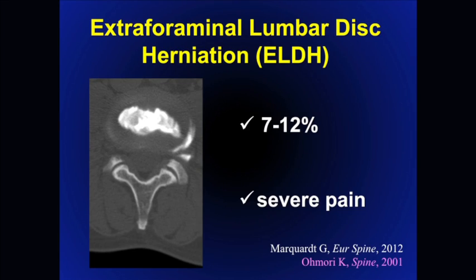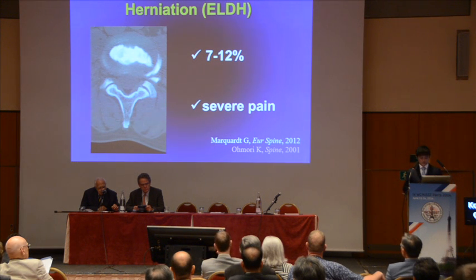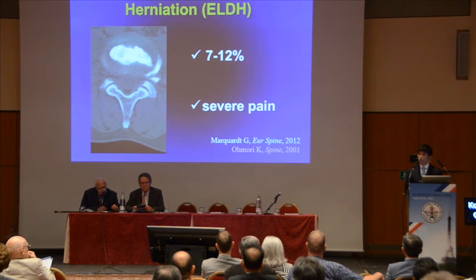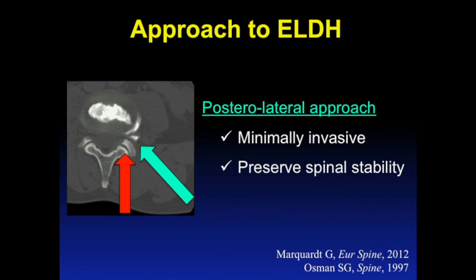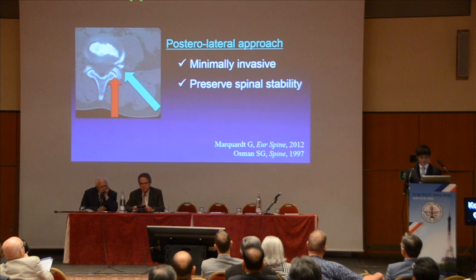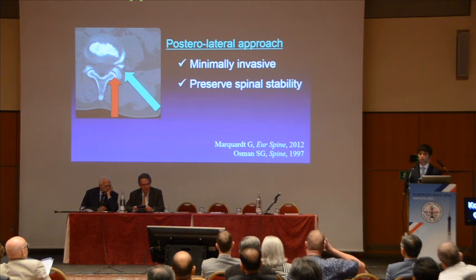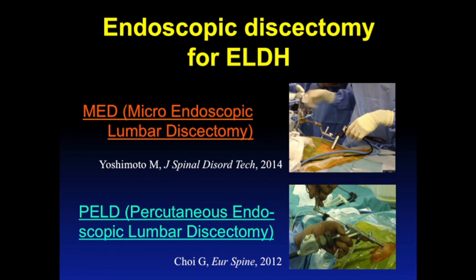So the extraforaminal lumbar disc herniation, ELDH, occurs in 7 to 12% of lumbar disc herniations. As you know, ELDH is associated with severe pain caused by direct compression on the nerve root and dorsal root ganglion. The posterolateral approach, shown in the blue arrow, provides minimally invasive access compared to posterior approach, shown in the red arrow, and can preserve the spinal instability. Endoscopy is a good indication for the posterolateral approach.